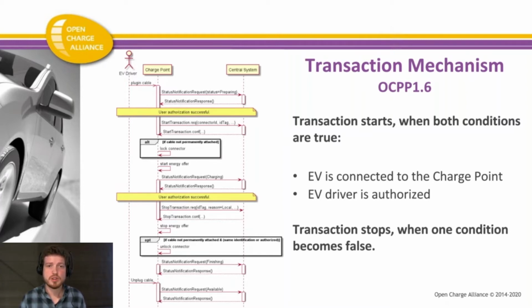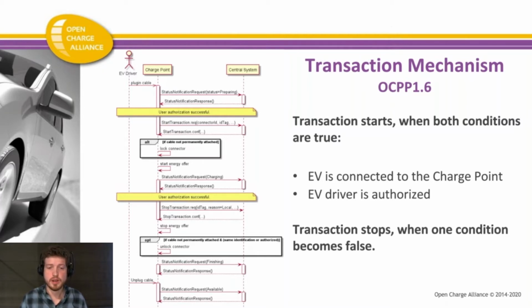First, the EV driver plugs in the cable in the charge point, and it will send a status notification with state preparing to the central system. Then the user authorizes. This can also be in a swapped order. After both conditions are true, the transaction starts and the charge point will send a start transaction message containing the connector ID and the ID tag. Then the energy offer starts. The charge point can report a status notification for this with status charging.